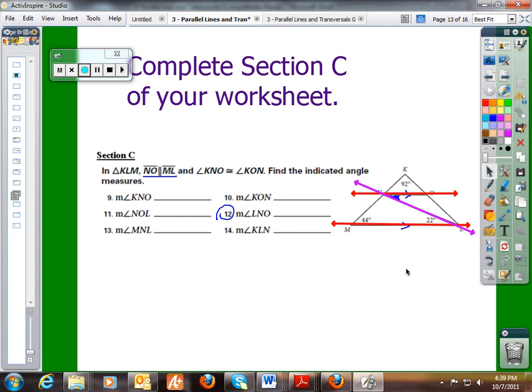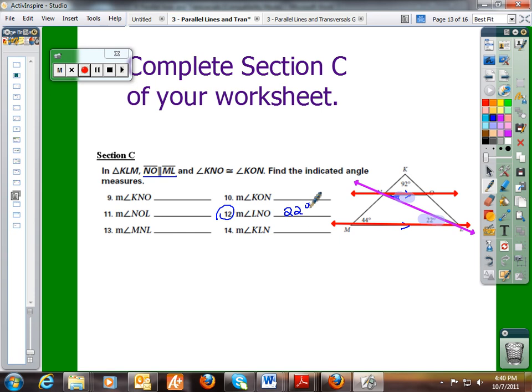Some of you might be able to see right now how the angle that I've colored blue is related to the angle that's down here. These two angles are on opposite sides of the transversal, and they're both on the interior. So they're called alternate interior angles. And you should remember that alternate interior angles are congruent. So the measure of angle LNO, which is here, is also 22 degrees.